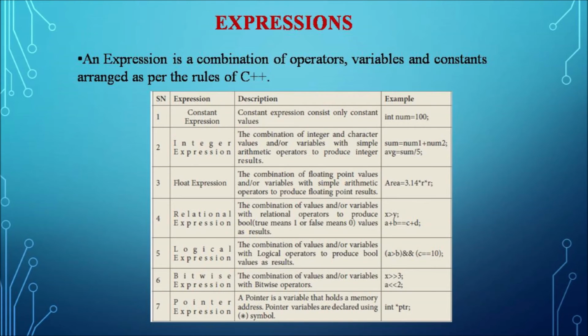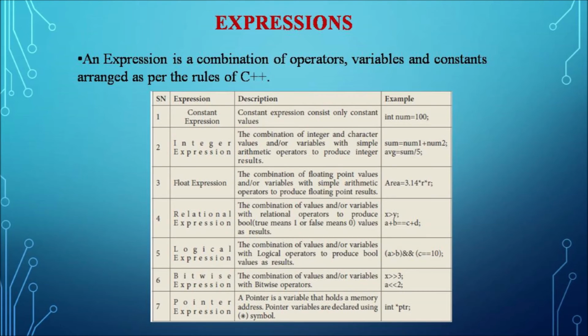And next one is bitwise expression. Bitwise expression is a combination of values and variables with the bitwise operator. For bitwise operators we use the insertion and extraction operators. Here you see x double greater than 3, that is the extraction operator, and a double less than 2, that is the insertion operator. So we call these operators bitwise operators. For each and every bitwise operation, the value gets changed based on the value given there.